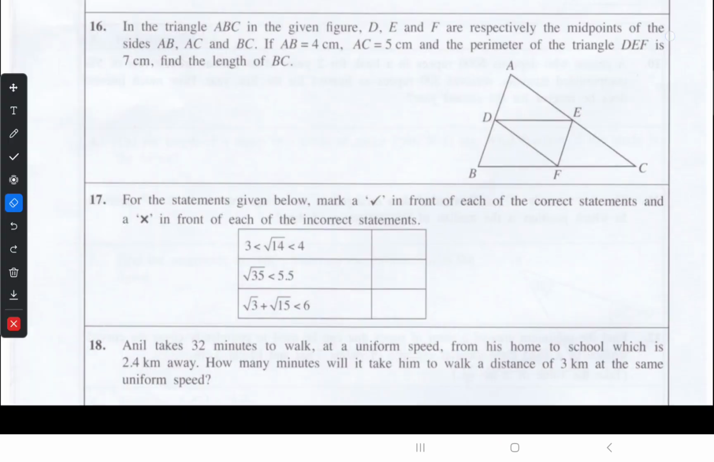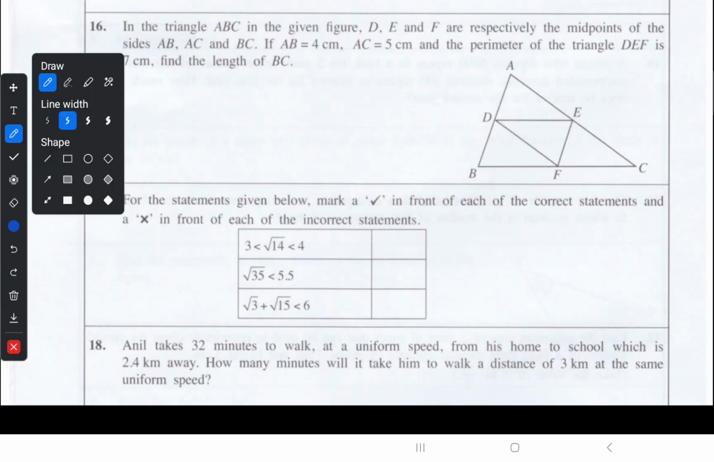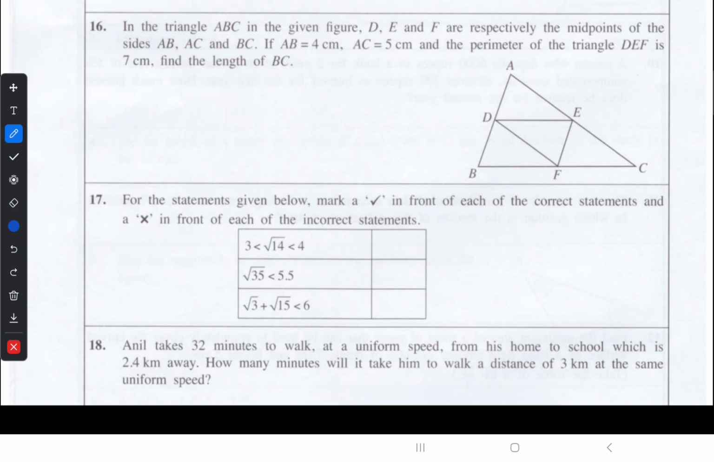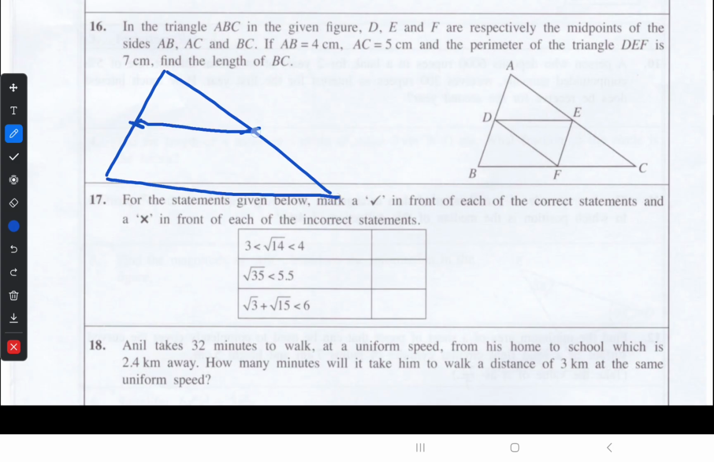In this picture, according to this data, we have to use our midpoint theorem. Before that, I'll give you an overview of the midpoint theorem. In a triangle, when we connect the midpoints of two sides, this length is half of the third side and parallel to the third side.